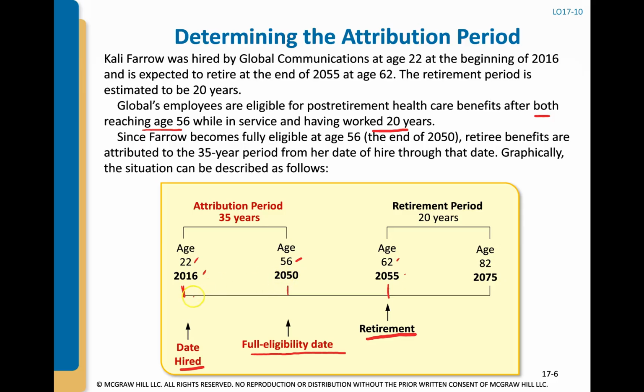And then you ask, is this at least 20 years? She needed to be 56 and have 20 years of working at this company, and 2016 to 2050 is 35 years. So she definitely met that 20-year service marker. Our attribution period for this employee is 35 years, from the date of hire through the eligibility date, which for her was 2050, the year she would turn 56.